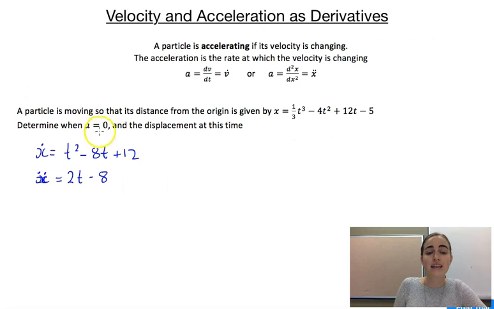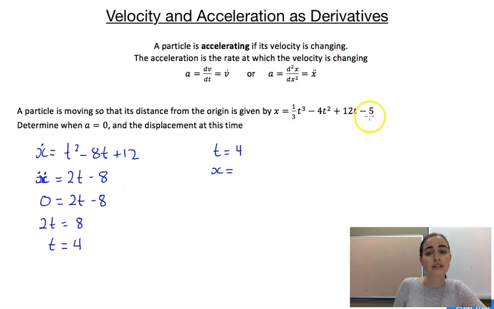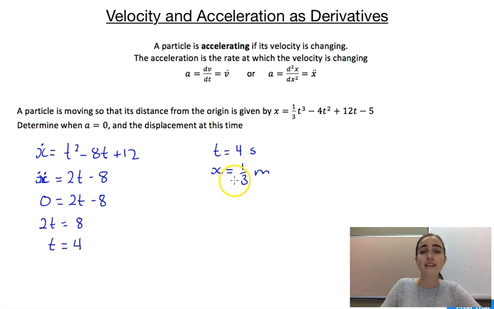Now we want when the acceleration is equal to 0, so when the x double dot is equal to 0. So we're going to put 0 equals 2t minus 8, which is going to mean that 2t is equal to 8 and t is equal to 4. So acceleration is going to be equal to 0 at 4 seconds. But we also want to find the displacement at that time. So at t equals 4, we'd substitute 4 into this whole thing, and it would work out to be 1/3 of a meter. So that's happening at 4 seconds, and the displacement is 1/3 of a meter. So that's having a look at velocity and acceleration as derivatives.